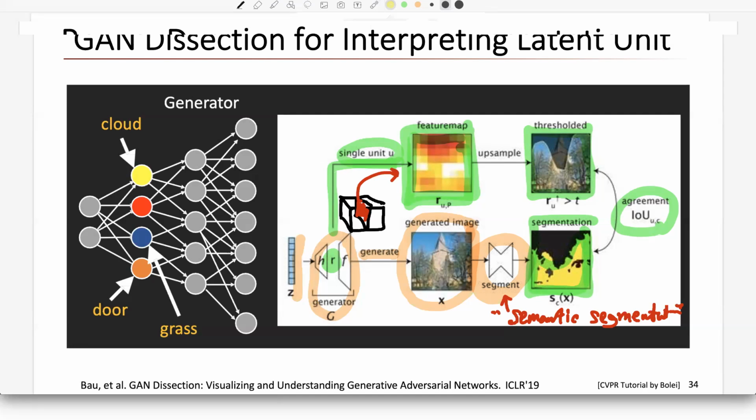It means that this single unit encodes the information of the what? Tree class information. Tree class. Very, very interesting observation.